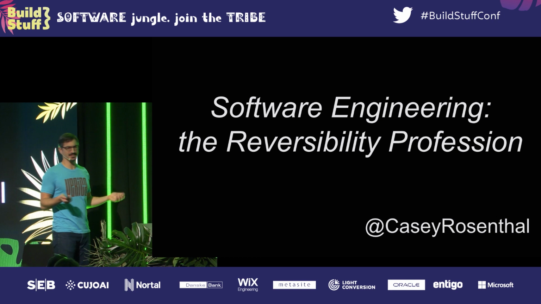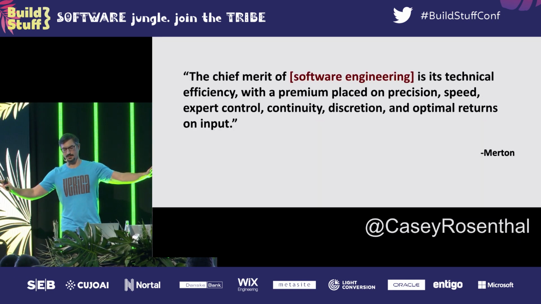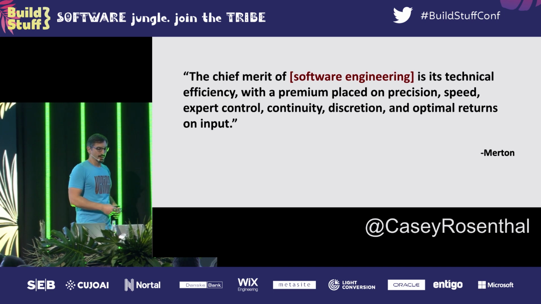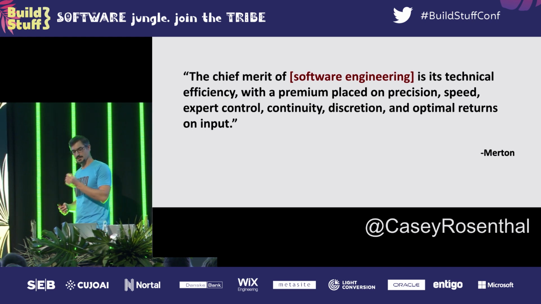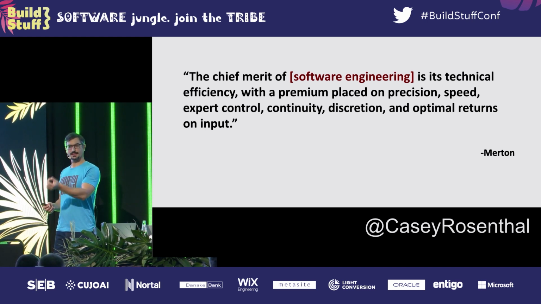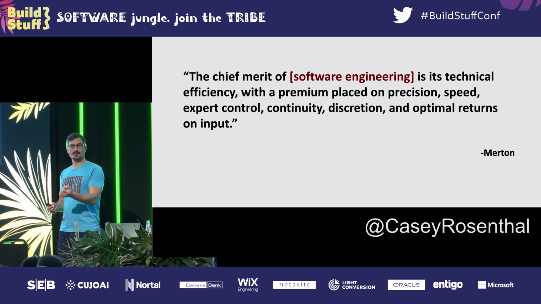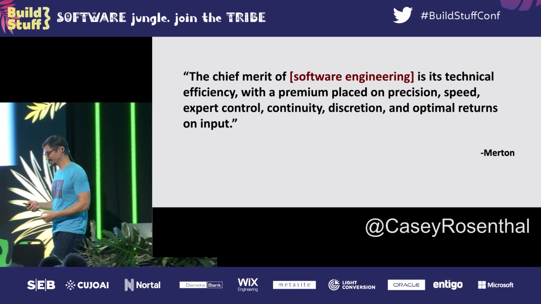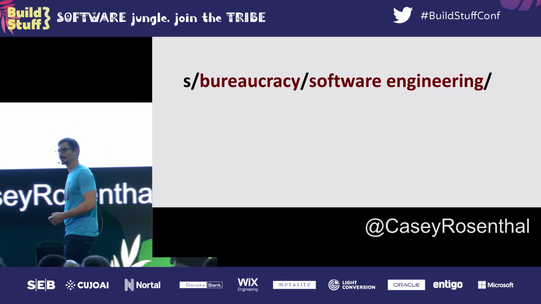That doesn't really make a catchy t-shirt though, does it? So let me share, I apologize for putting this block of text up in front of you, but the chief merit of software engineering is its technical efficiency with a premium placed on precision, speed, expert control, continuity, discretion, and optimal returns on input. Does that sound right? No? Oh man, the German audience yesterday loved this. They're like, yeah, absolutely. Except I accidentally did this.